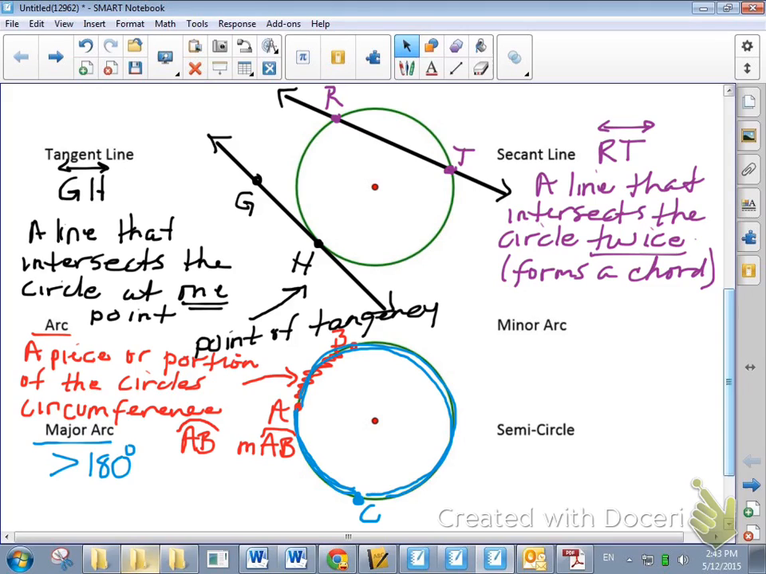Okay, so I'm actually going through point B all the way around to point C. So if I'm going through point B all the way around to C, I would name that arc by using 3 letters, A through B all the way to C. Okay, so you need 3 letters.